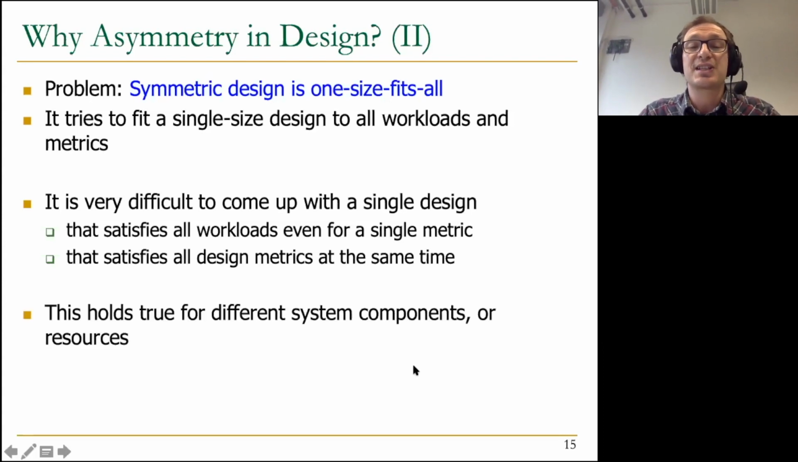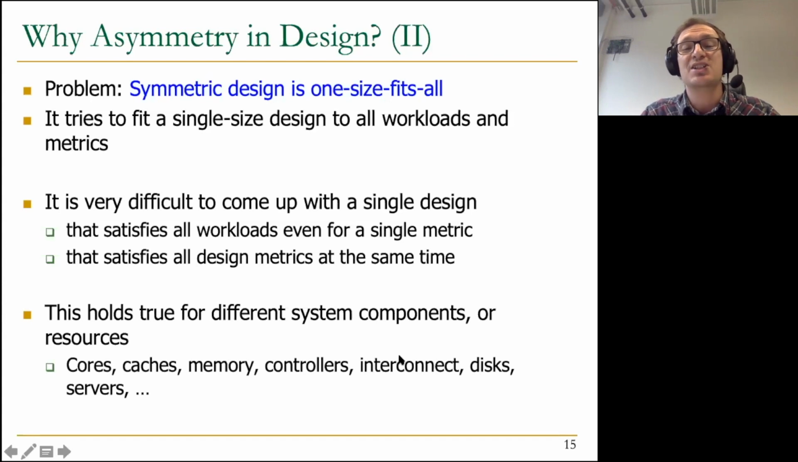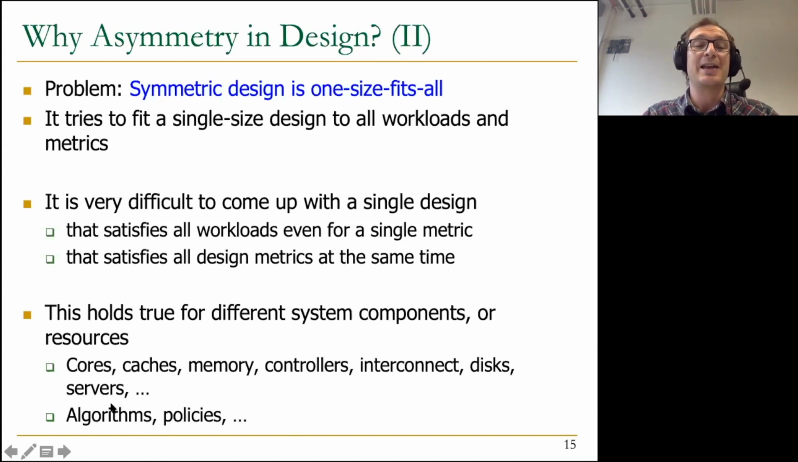And this holds true for different system components or resources like cores, caches, memory controllers, interconnects, disks, servers. Whatever you can imagine can be made heterogeneous. And if you're not heterogeneous, or if you're not asymmetric, then you may be losing the opportunity to specialize, which means that you may be losing the opportunity to satisfy many workloads at the same time and many design metrics at the same time. And this also applies to algorithms and policies that we implement in cache controllers, memory controllers, etc. For example, again, whenever you're not heterogeneous, you're not adapting well enough potentially to different metrics and different workloads.